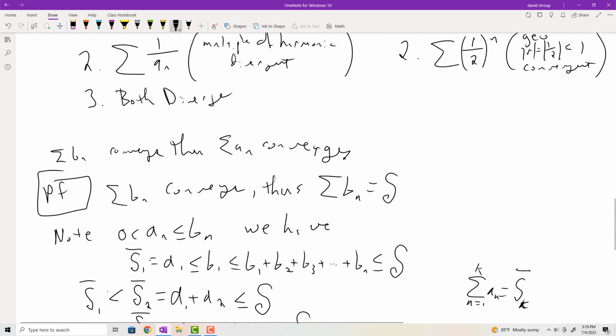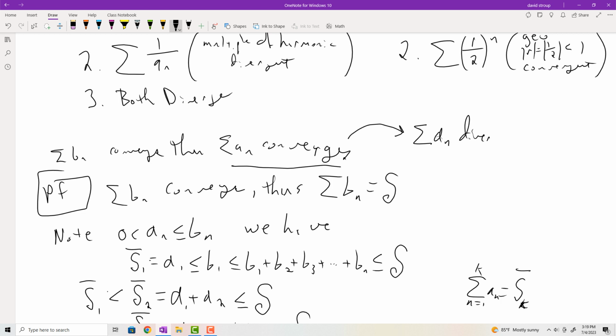So if you were to negate this statement and reverse the direction of the implication, so you take this one first, but you negate it. So you say instead the sum of A sub n diverges. If that's true, then you take the other part and negate that. The sum of B sub n diverges. And that's just the contrapositive.